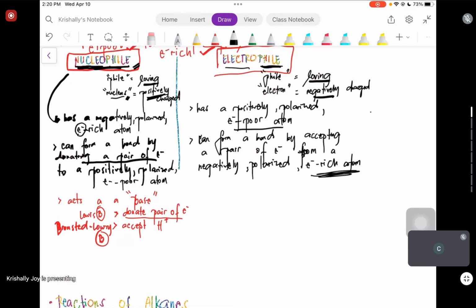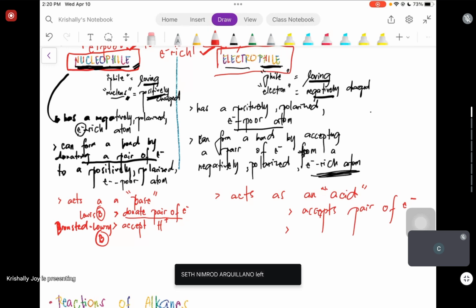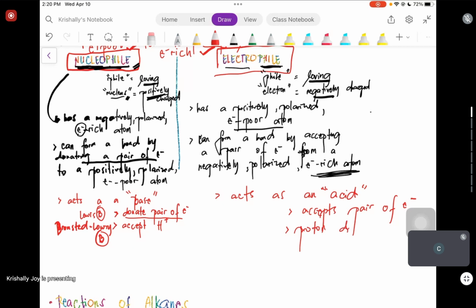And then if you try to correlate it to the acid-base concept, electrophiles generally act as an acid. Because by definition, a Lewis acid accepts a pair of electrons. And based on the Bronsted-Lowry theory of an acid, it is a proton donor. Okay, proton is H+.